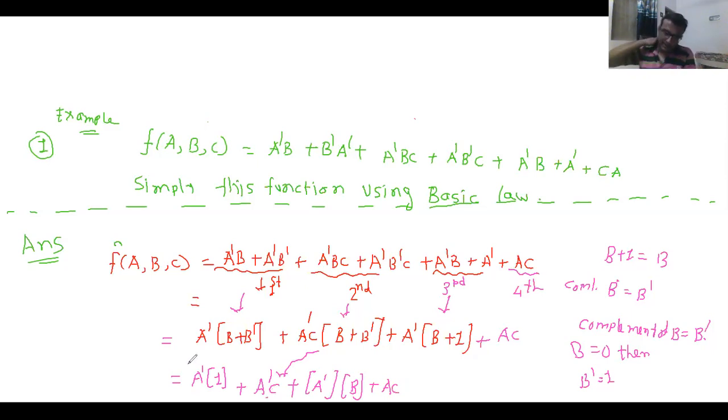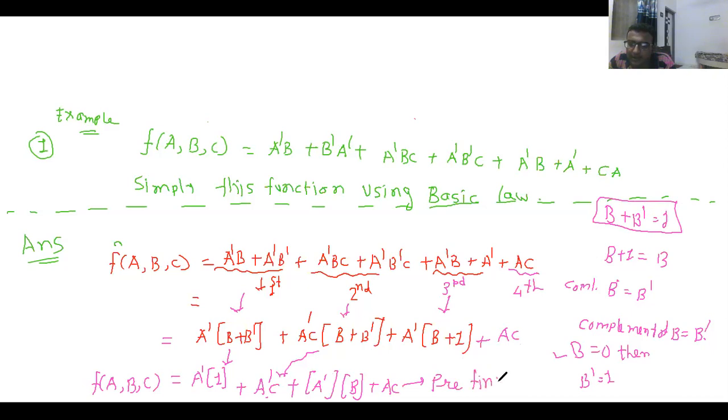This is the final expression, f of a comma b comma c. B plus b dash equal to 1. Why B plus b dash equal to 1? Because if b equal to 0, then b dash equal to 1. So b plus b dash is equal to 1. So here A dash plus A dash C plus A dash B plus AC. It is the pre-final expression. Please see this very carefully.